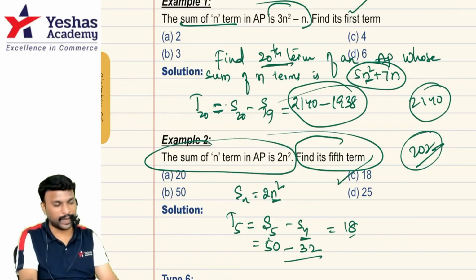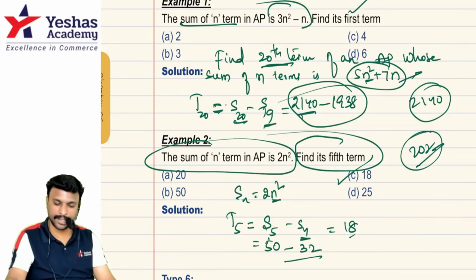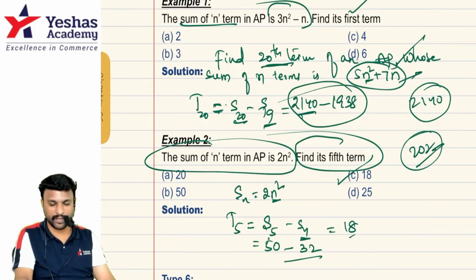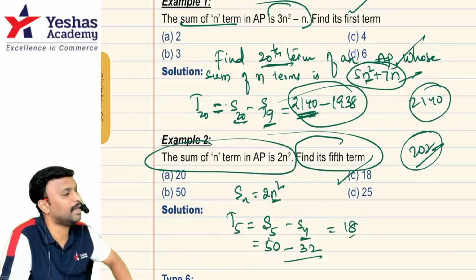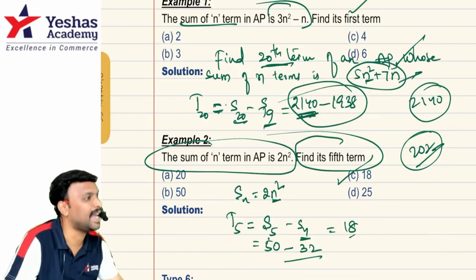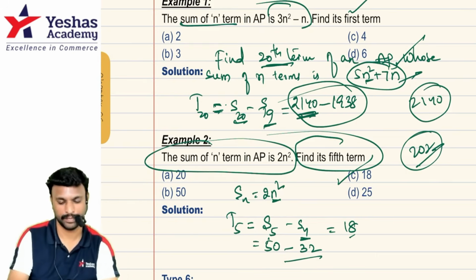They are asking us to find the 20th term. T20 is what? S20 minus S19, correct? So what is S20? In this Sn, you have to put n equal to 20. They got 2140. Minus S19 means in the same expression, put n equal to 19. So 1938. All you have done is only this 2140. It's just S20. T20 and S20 are not one and the same. T20 is S20 minus S19. That you have to compute and then subtract.